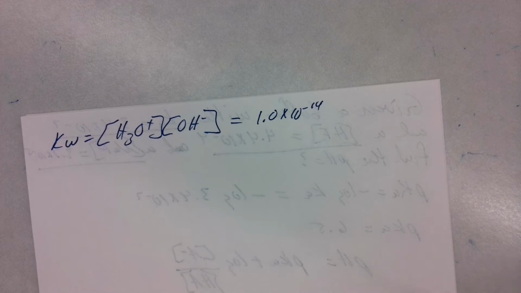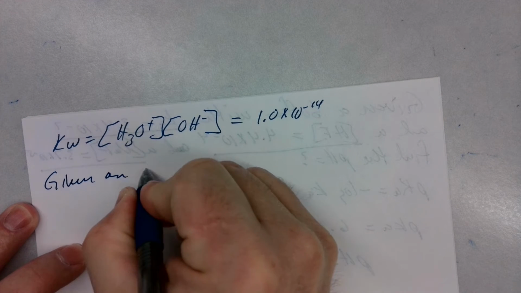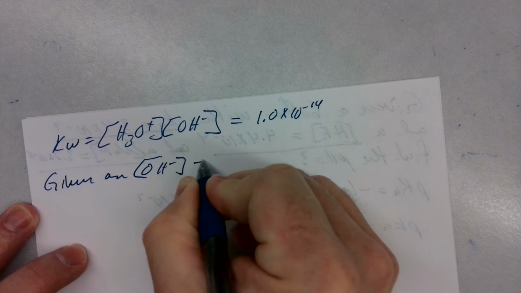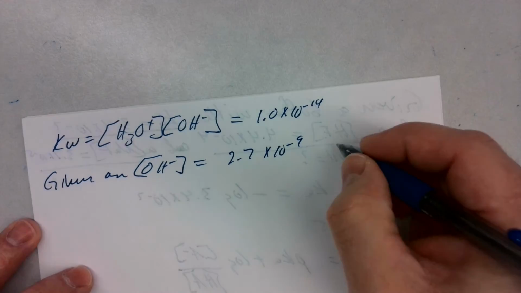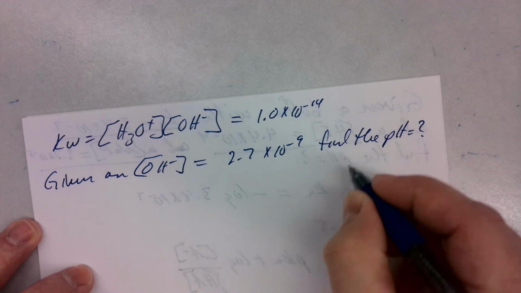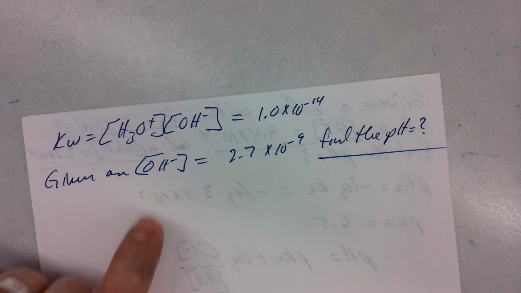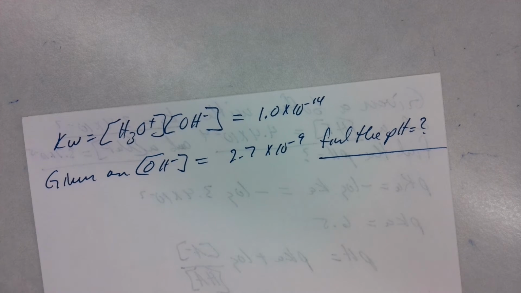There are 4 main ways they're going to ask these questions. The hardest kind is they're going to say, given an OH negative concentration equal to 2.7 times 10 to the negative ninth, find the pH. Everybody's going to take the negative log of that and get the wrong answer, because this is OH and this is pH, they're not the same thing.